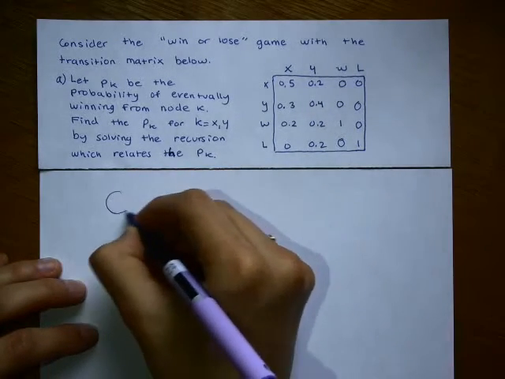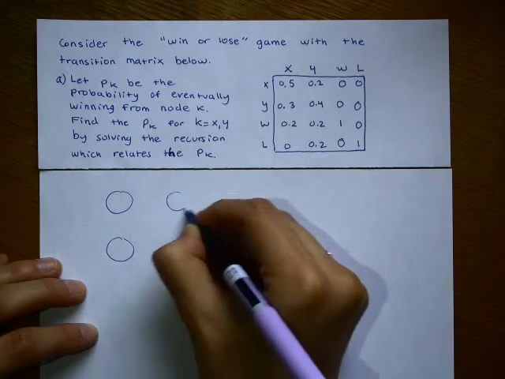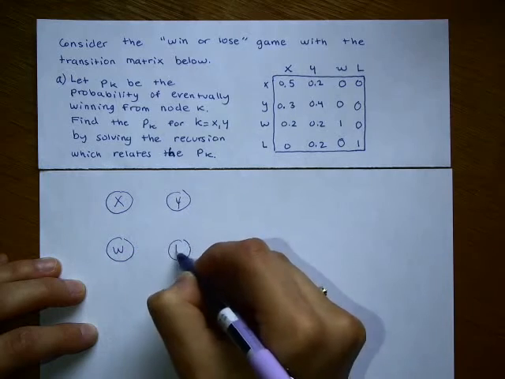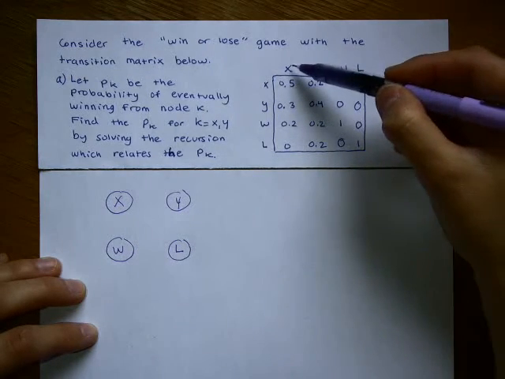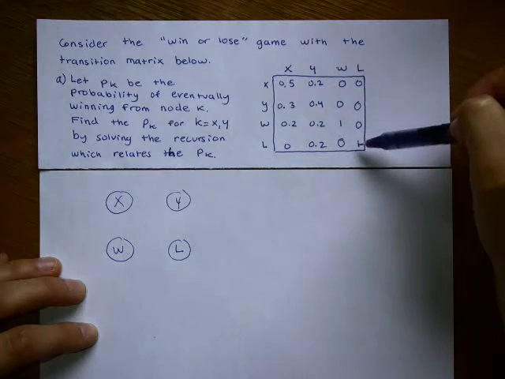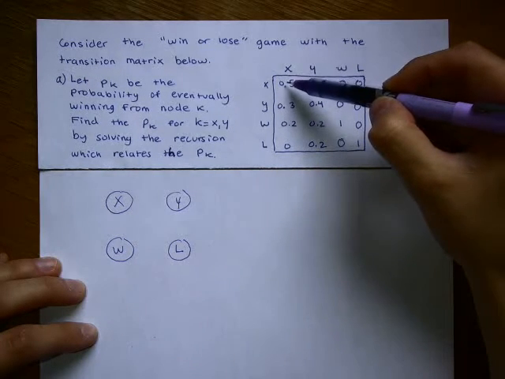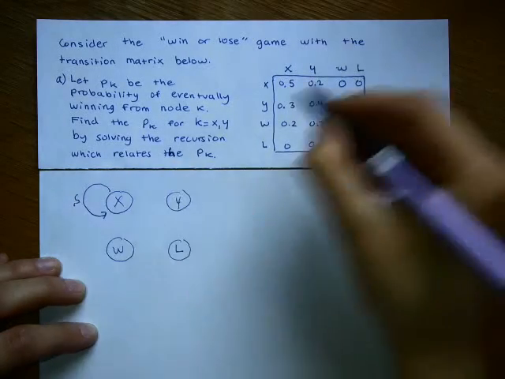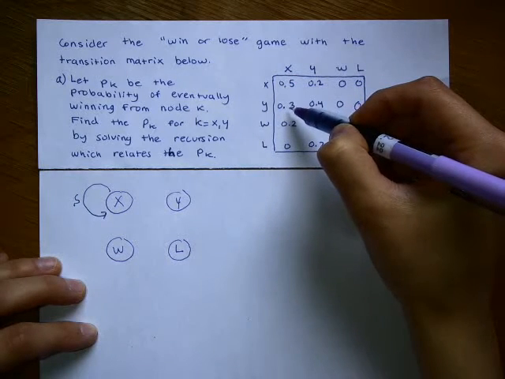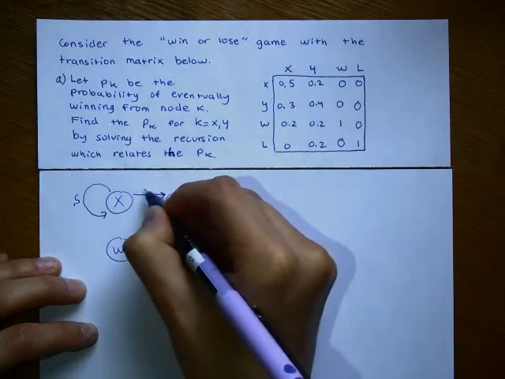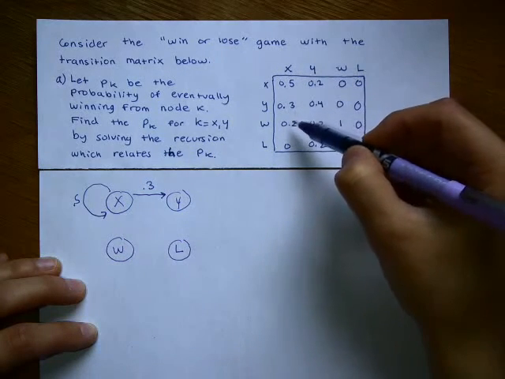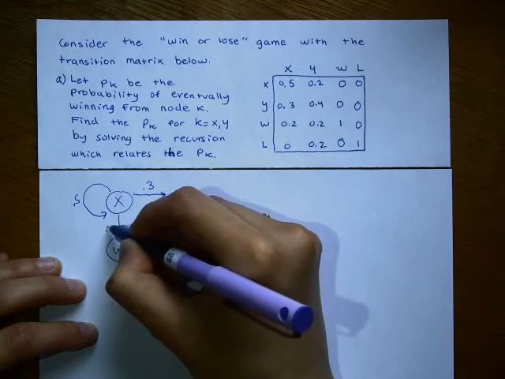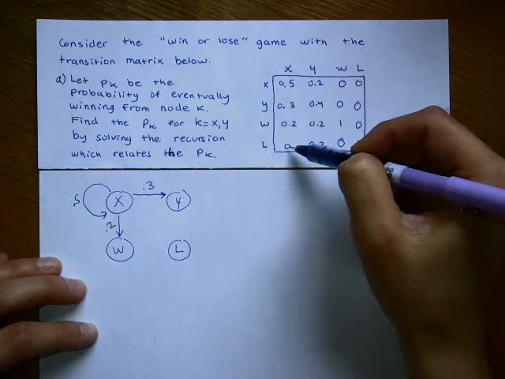So my first step is going to be to draw a diagram of this game. So I'm drawing out each of the 4 nodes. We have node x, y, w, and l. And now in this matrix, each of the columns is a starting point. So we're going to start at x, and the probability of moving to x, so staying on x, is 0.5. Starting on x, the probability of moving to y is 0.3. And the probability of moving to w is 0.2 from x. And there's no probability of moving to L from x.